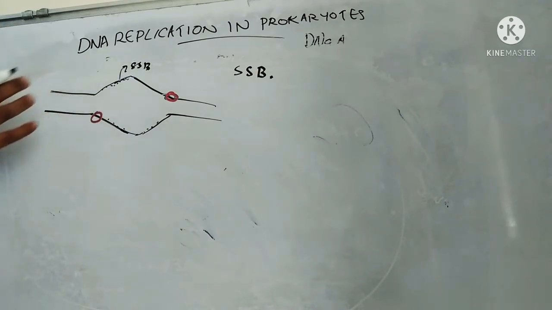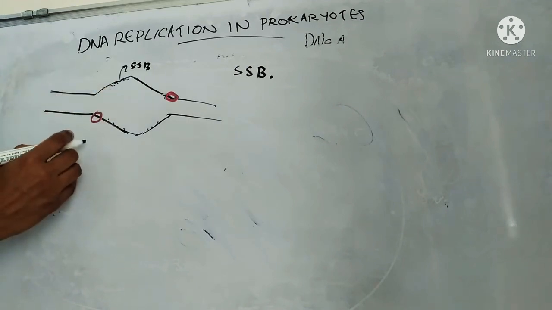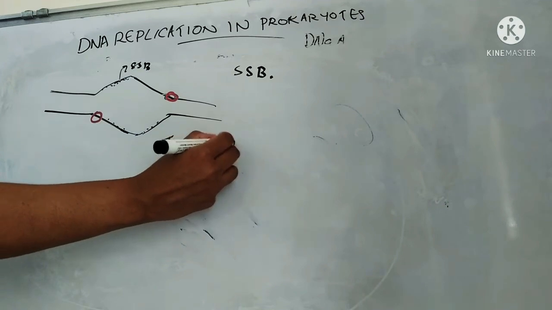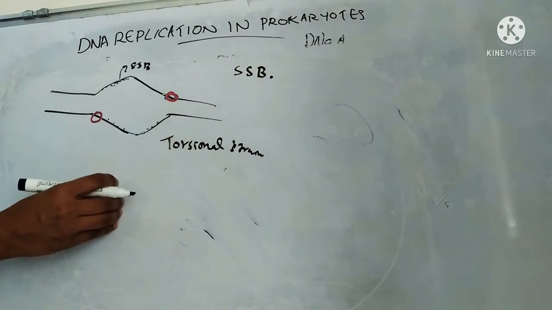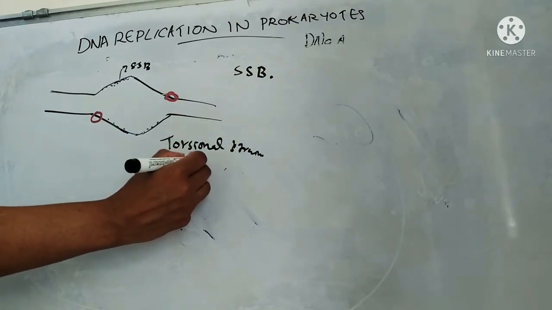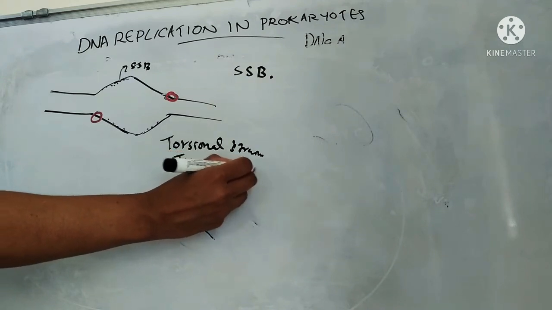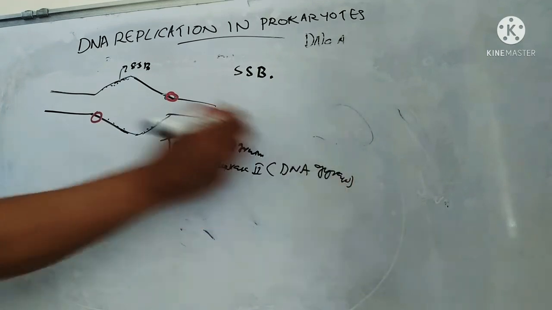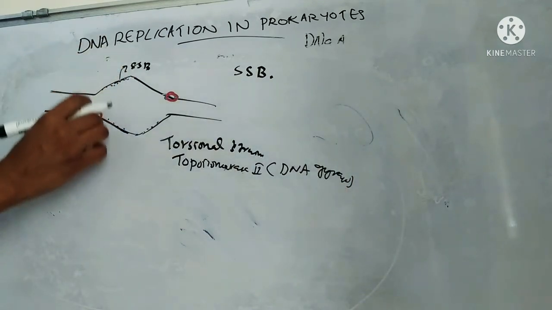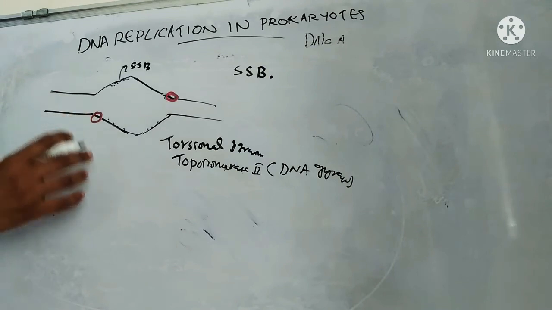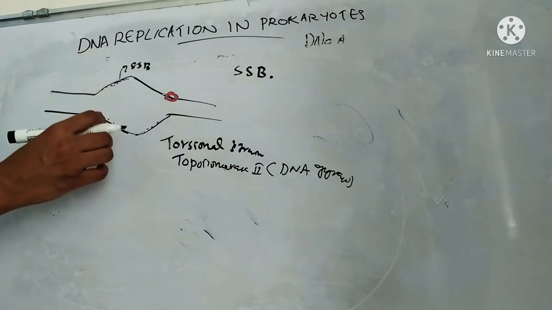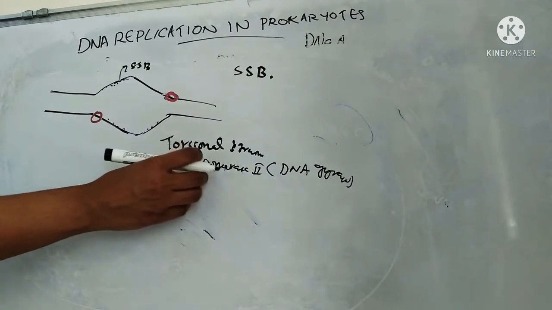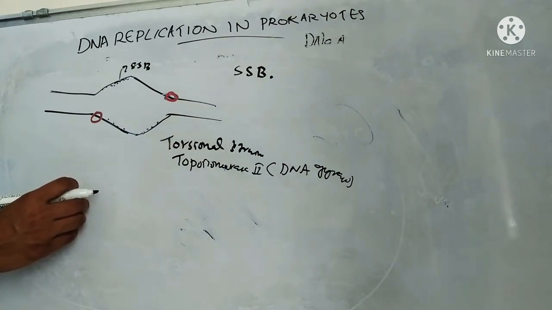So, this unwinding of DNA will cause torsional strain. Torsional strain in the DNA is removed by topoisomerase 2 or DNA gyrase. After the binding of SSB protein, there will be unwinding, and this unwinding of DNA causes torsional strain, and this is removed by topoisomerase 2 or DNA gyrase.